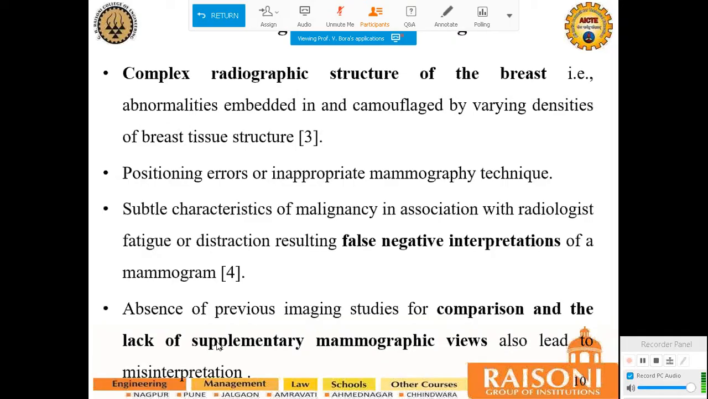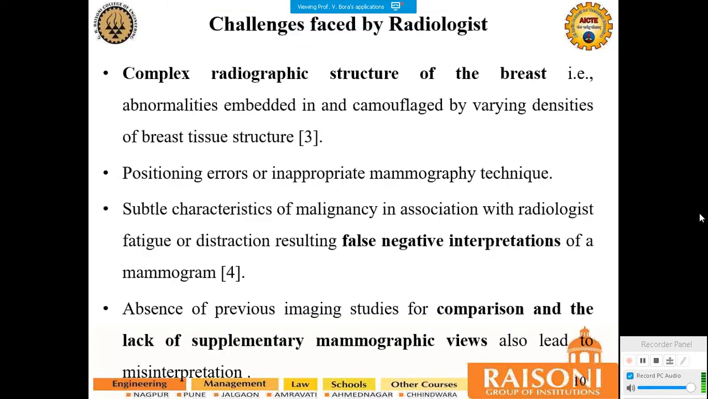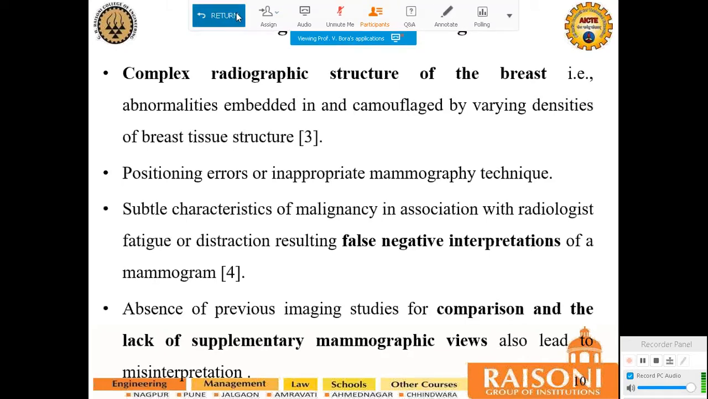Another issue is the absence of previous imaging studies for comparison, to see what the changes are in the present mammography. Because of this also, misinterpretation may happen.